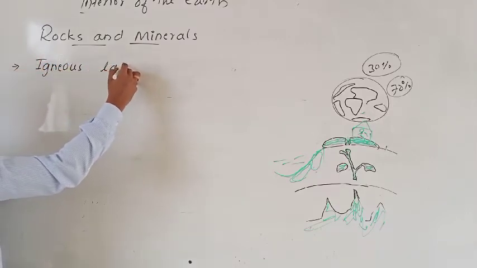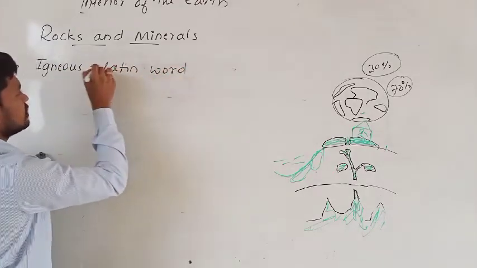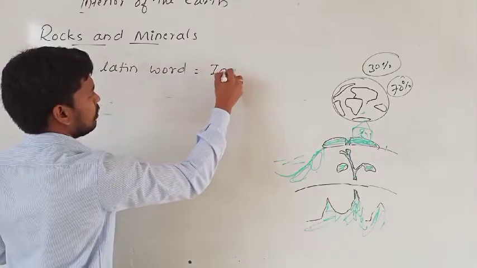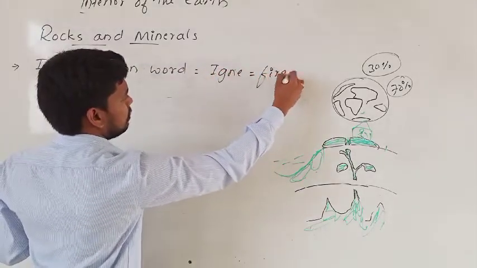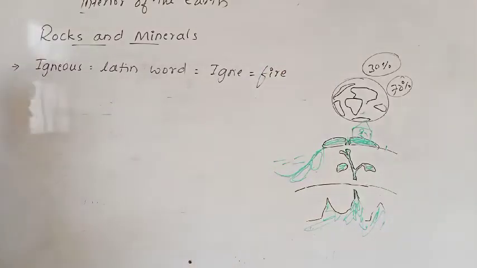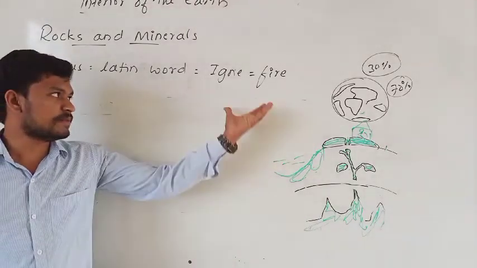Igneous is a Latin word. In Latin, it's called igni, which means fire. Igneous rock means fire. It is formed by cooling and solidification after fire.